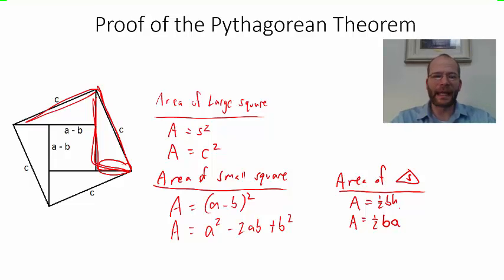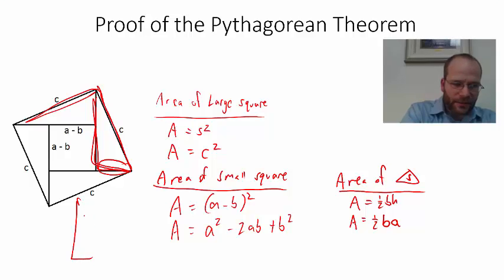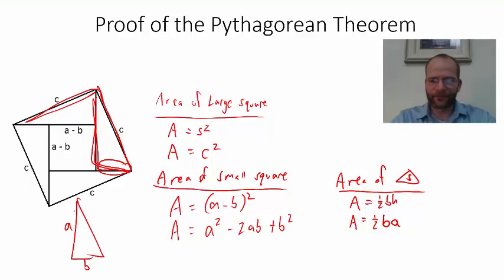So it's 1/2 BA. 1/2 B, if we were to draw the triangle, times A. There we go. So now we ask the question, well, how many of those triangles are there? There are 4 of them. So the area of the triangles, plural, is actually equal to 4 times 1/2 BA, which is quite simply 2 times BA. So that's the area of the triangles.